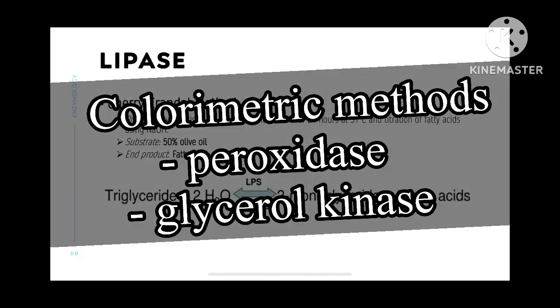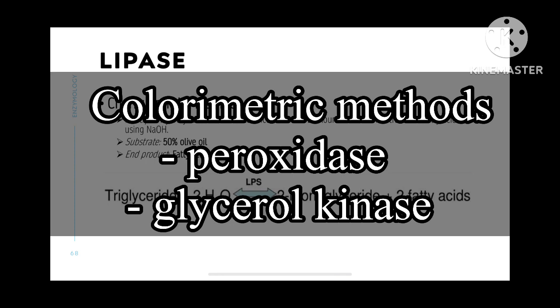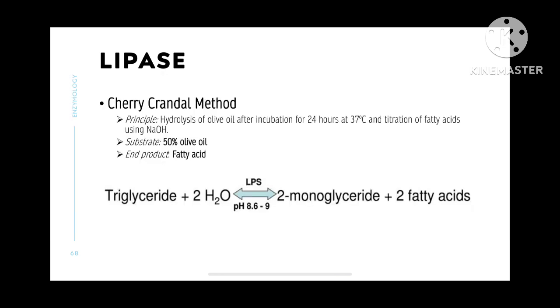Colorimetric methods are also available and are based on coupled reactions with enzymes such as peroxidase or glycerol kinase. Lipase, class, is stable in serum with negligible loss in activity at room temperature for 1 week or for 3 weeks at 4 degrees Celsius. Hemolysis should also be avoided because hemoglobin inhibits the activity of serum lipase, causing falsely low values.